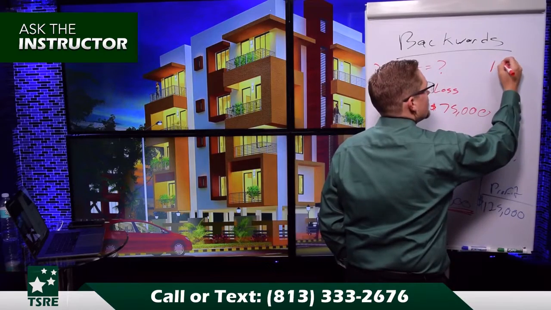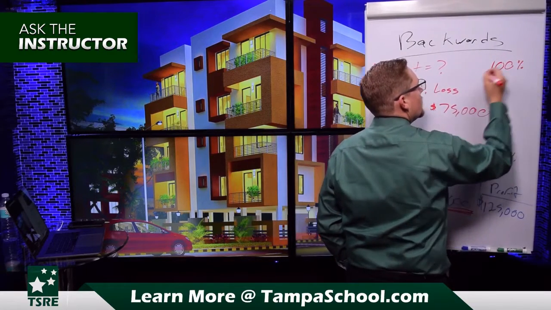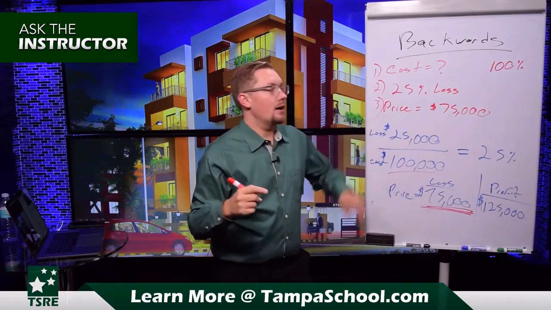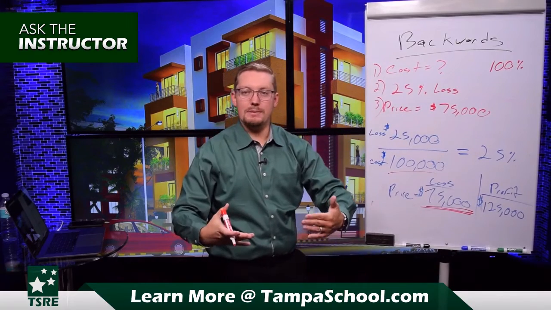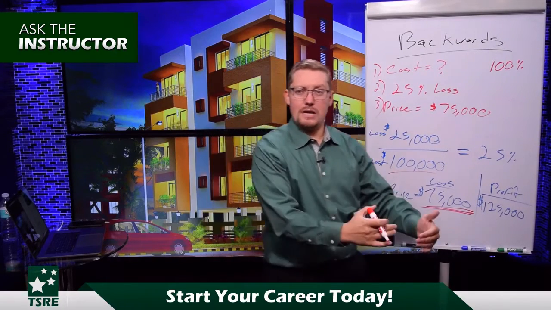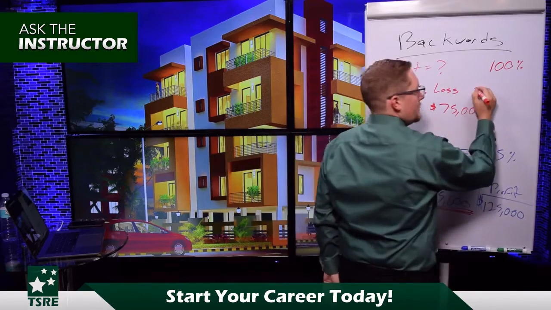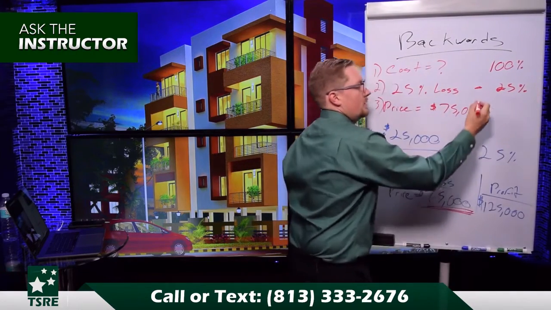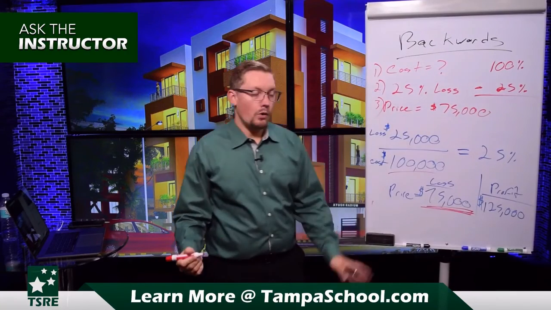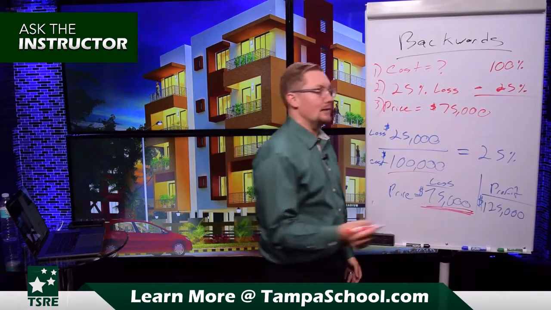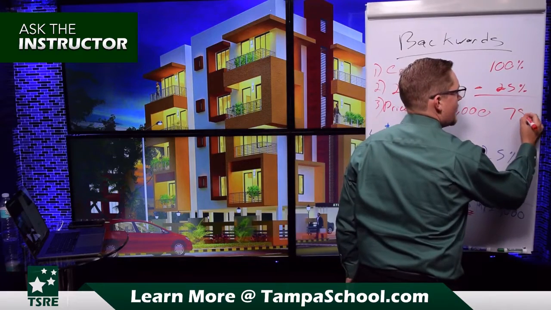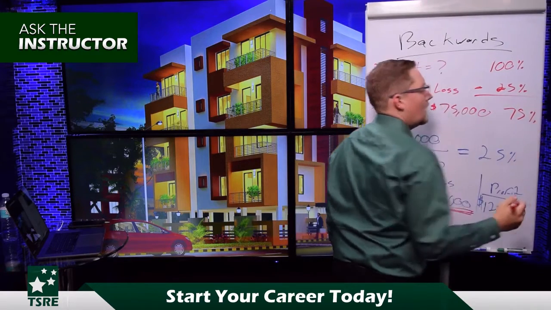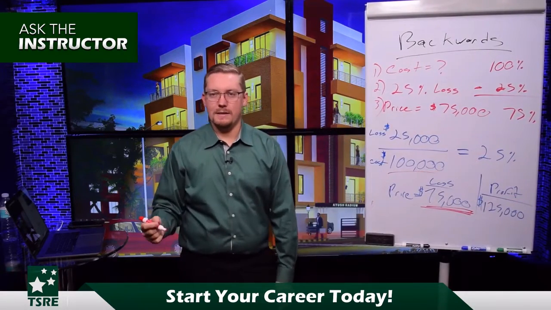So our cost was our initial 100% investment. That was our initial money. We had 100% of our money to begin with. We invested 100% of our money, and then we lost 25% of our money. So then, what is that $75,000 in terms of a percentage? It's 75% of our initial investment.